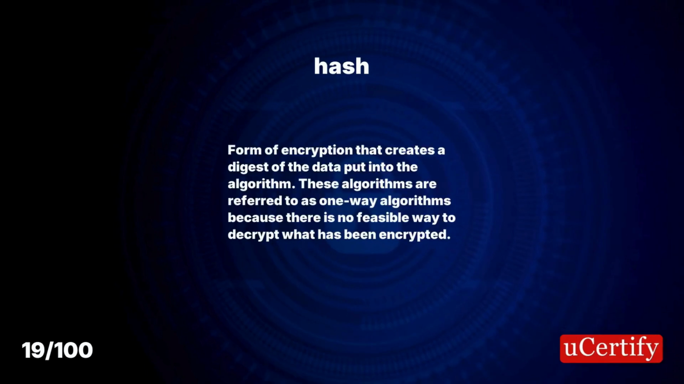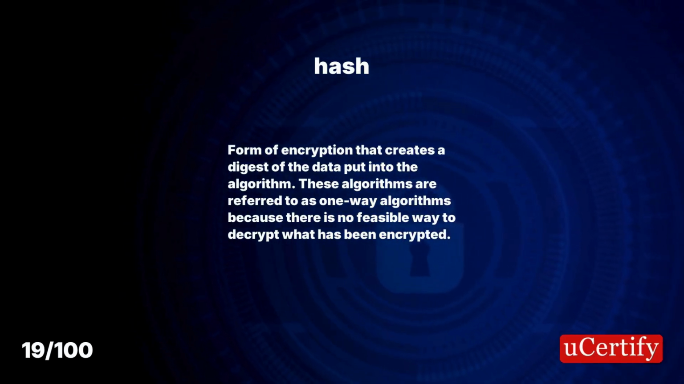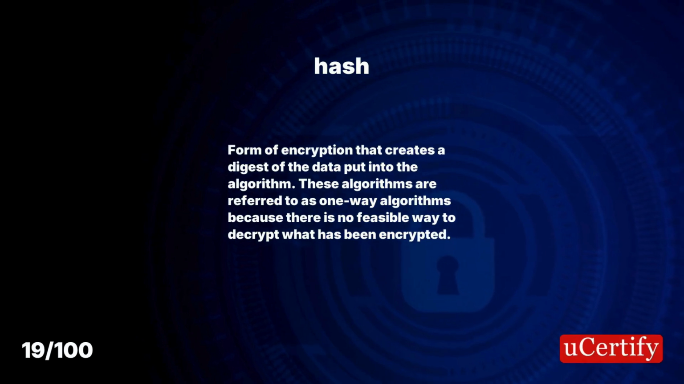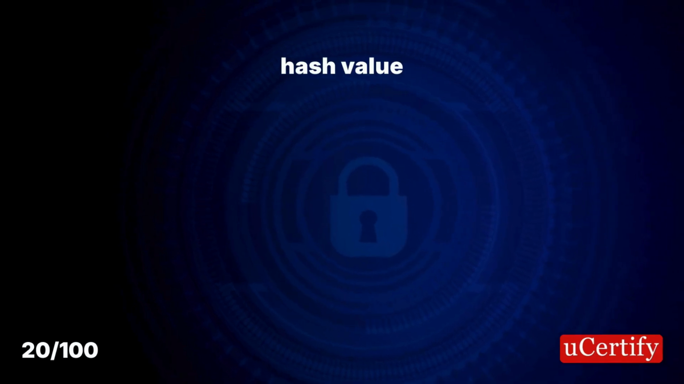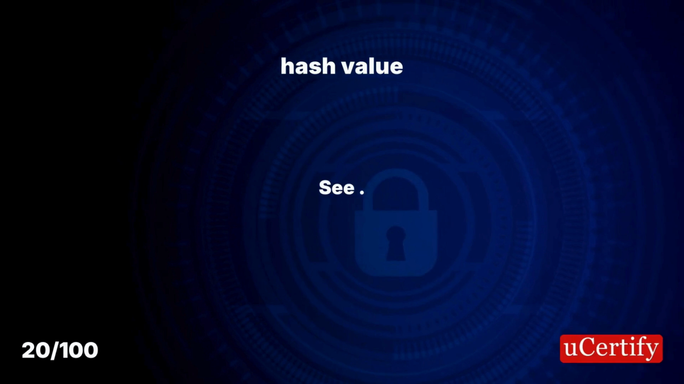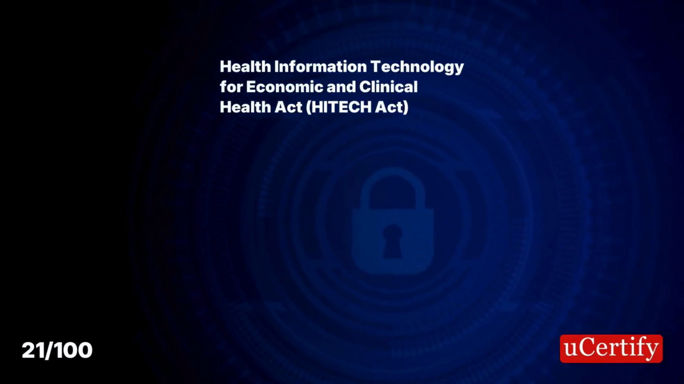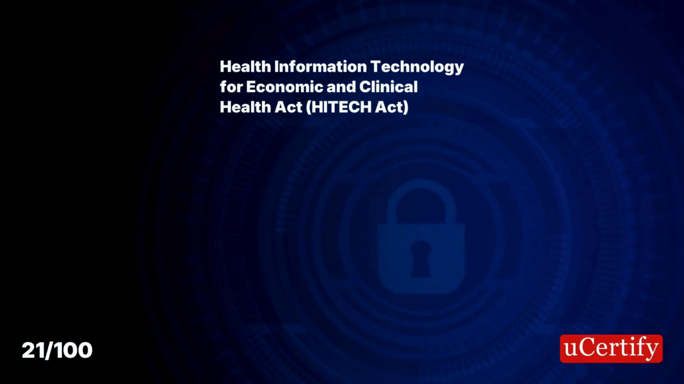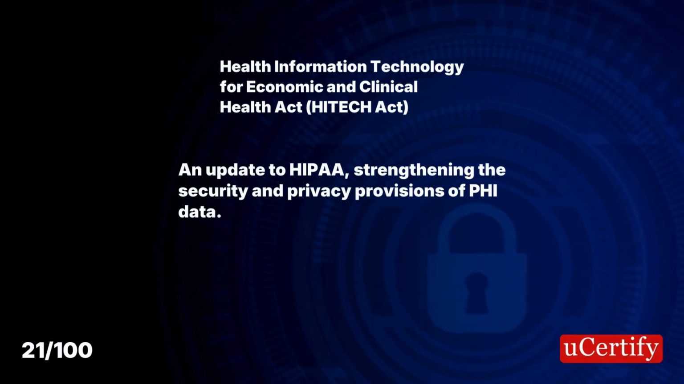Term: hash. Definition: form of encryption that creates a digest of the data put into the algorithm. These algorithms are referred to as one-way algorithms because there is no feasible way to decrypt what has been encrypted. Term: hash value. Definition: see hash. Term: Health Information Technology for Economic and Clinical Health Act, HITECH Act. Definition: an update to HIPAA, strengthening the security and privacy provisions of PHI data.